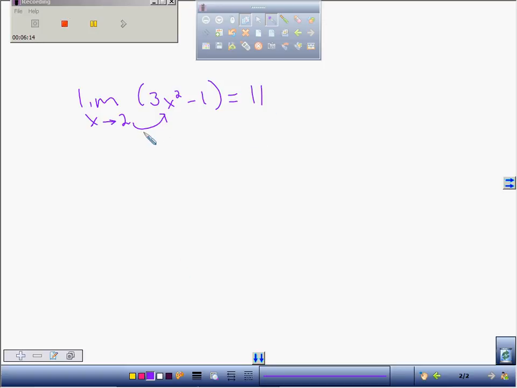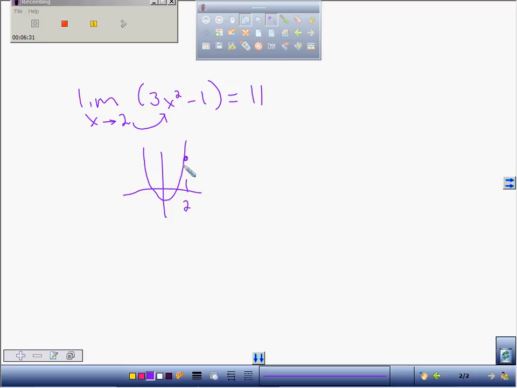And that kind of makes sense because this is a parabola, right? So 3x squared minus 1, what does that look like? It's a steep parabola that looks kind of like this. And as I get closer and closer to 2, right?